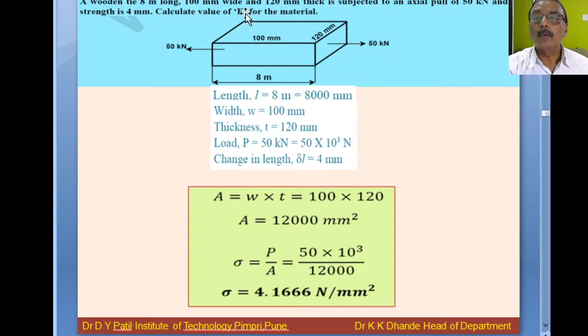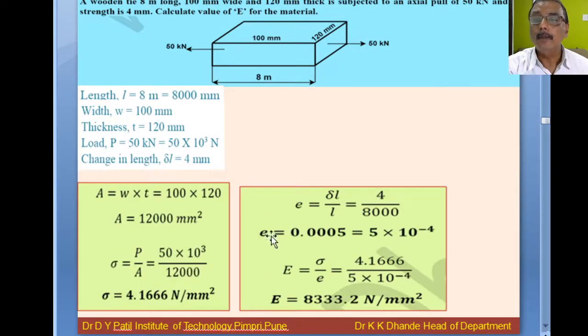Now we have to calculate capital E, that is modulus of elasticity. So we know this strain equation. Again, strain is equal to delta L upon L, change in length upon original length. So small e is equal to delta L, given 4 mm, upon L, given 8000 mm. So small e is equal to 0.0005, which means 5 into 10 raised to minus 4. It is a strain, so there is no unit.